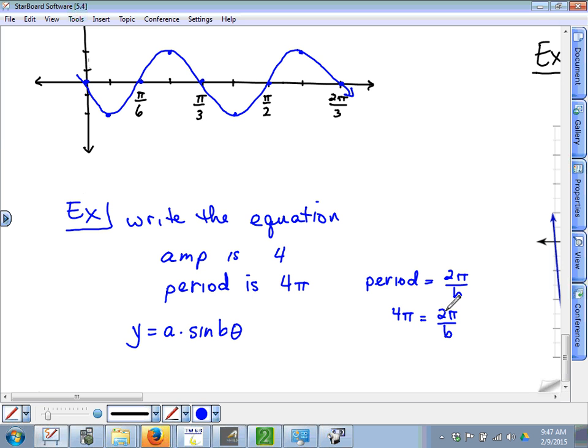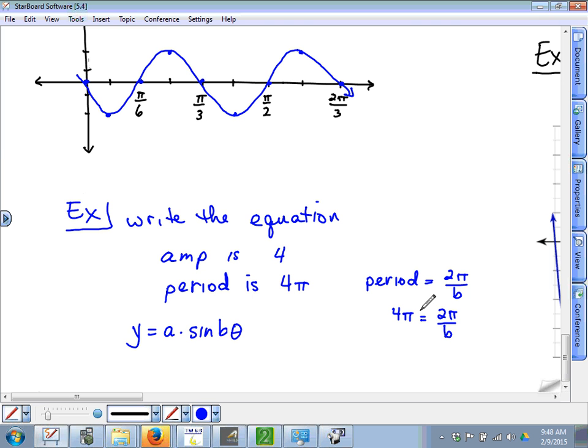I just want to make sure we're clear. Where does 4 pi come from? That's the period for our trig function, right? Is it always going to be 4 pi? No, it's just because that's what we've been given. Where did this come from? 2 pi over b. That's the equation for period. Now, all we're doing is solving an equation. We're solving for b.